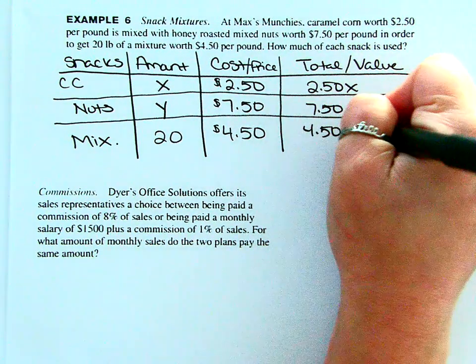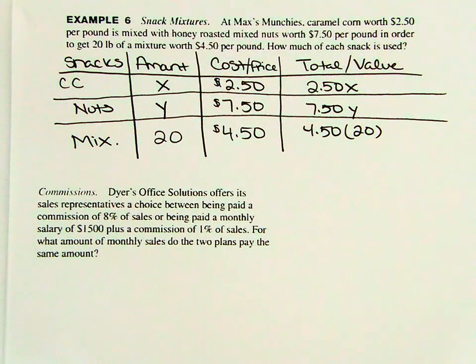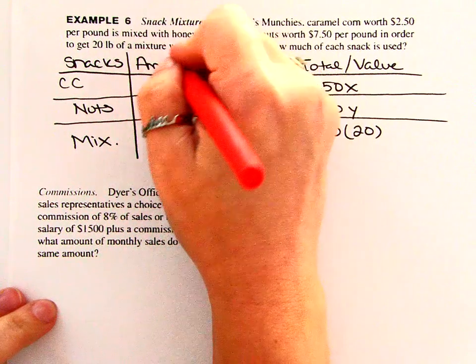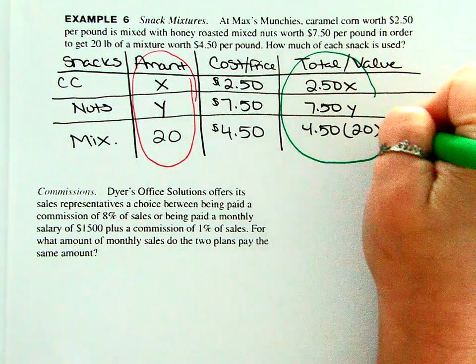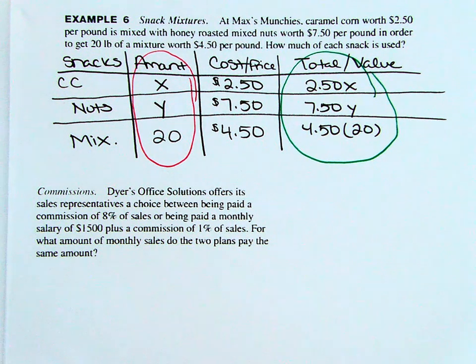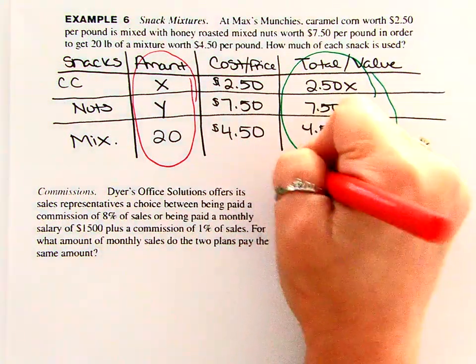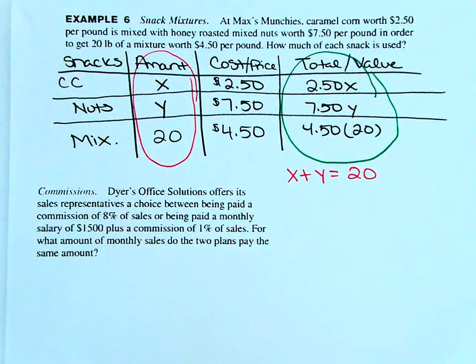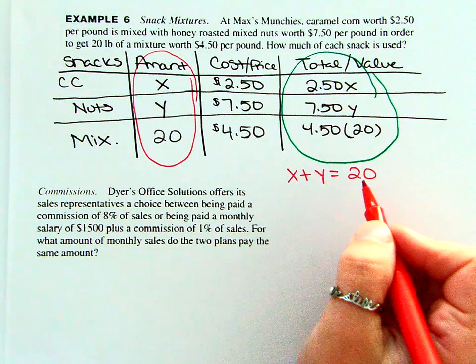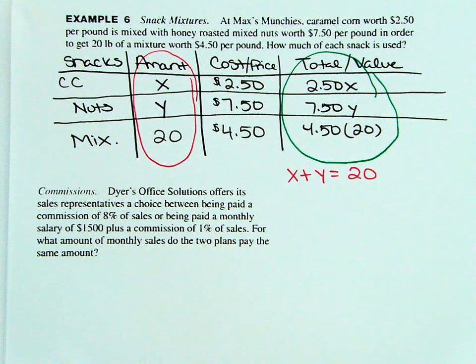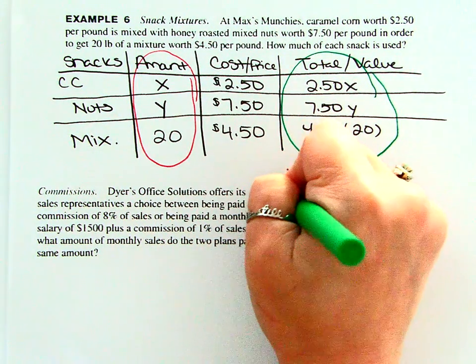And you're like, okay, cool, I have a table. I don't see any equations. Your equations come straight out of your table. Equation 1 comes out of your amounts. Equation 2 comes out of your value. Equation 1 will be x plus y equals 20, because the pounds of caramel corn added to the pounds of nuts have to equal the 20 pounds of mixture. And then the cost, the value of each of these things as well, has to equal the total cost or value of our mixture.